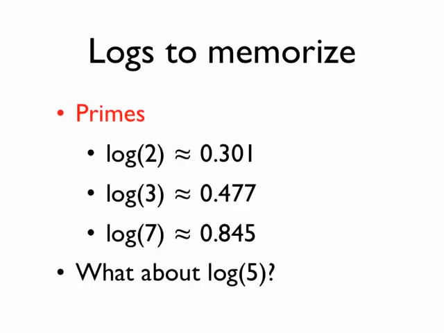So it might occur to you that if you were to know the log of 2, 3, and 5, or the log of prime numbers in general, if you want to calculate the log of a larger number, you could factor it into its primes, memorize the logs of those primes, and then add them back together. So in this case, log of 2, 3, and 7 are 0.301, 0.477, and 0.845 respectively. But what about log 5? I didn't include that prime number here.